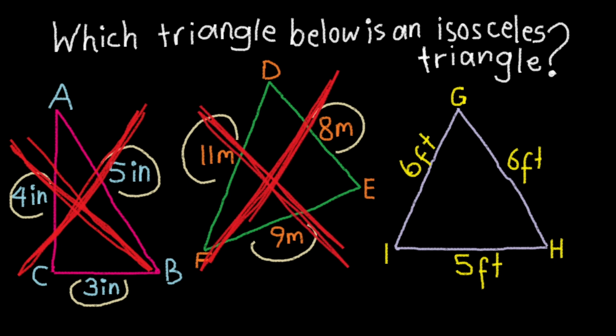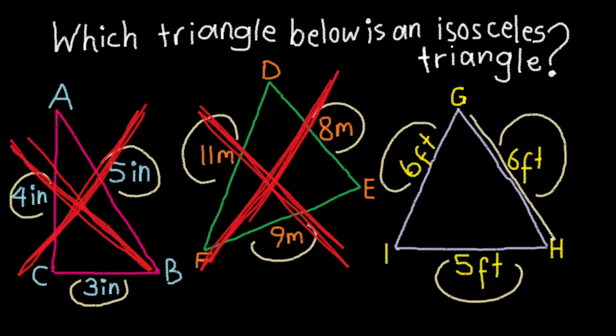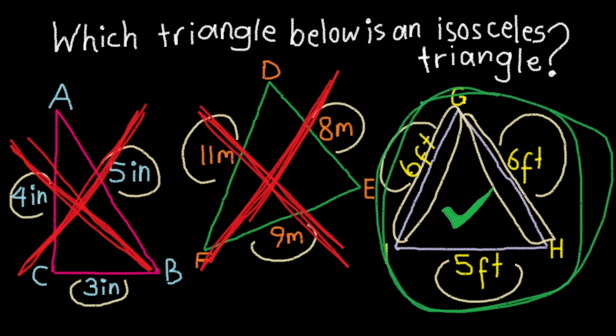The third one, the triangle GHI, has a side that measures 5 feet and 2 sides that each measure 6 feet. Two of its sides, GH and IG, are identical to each other. So GHI is the isosceles triangle we've been looking for.